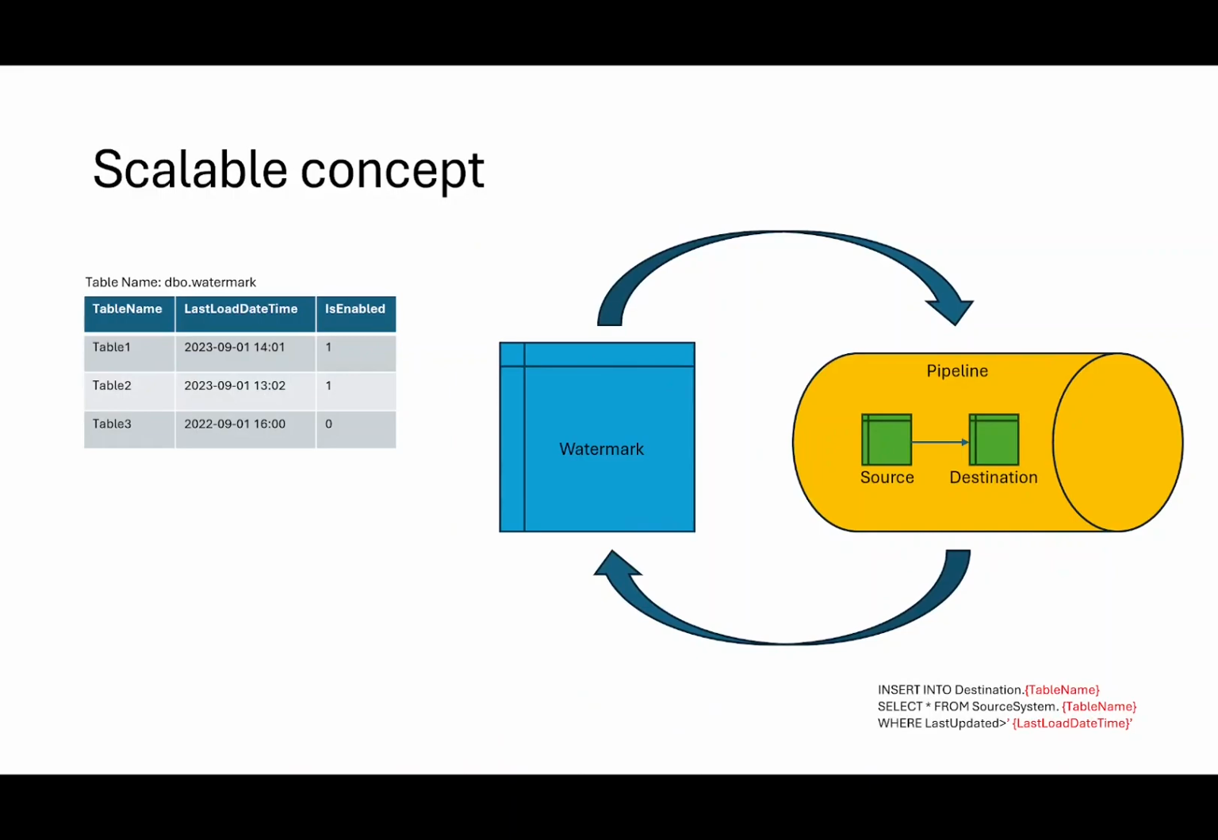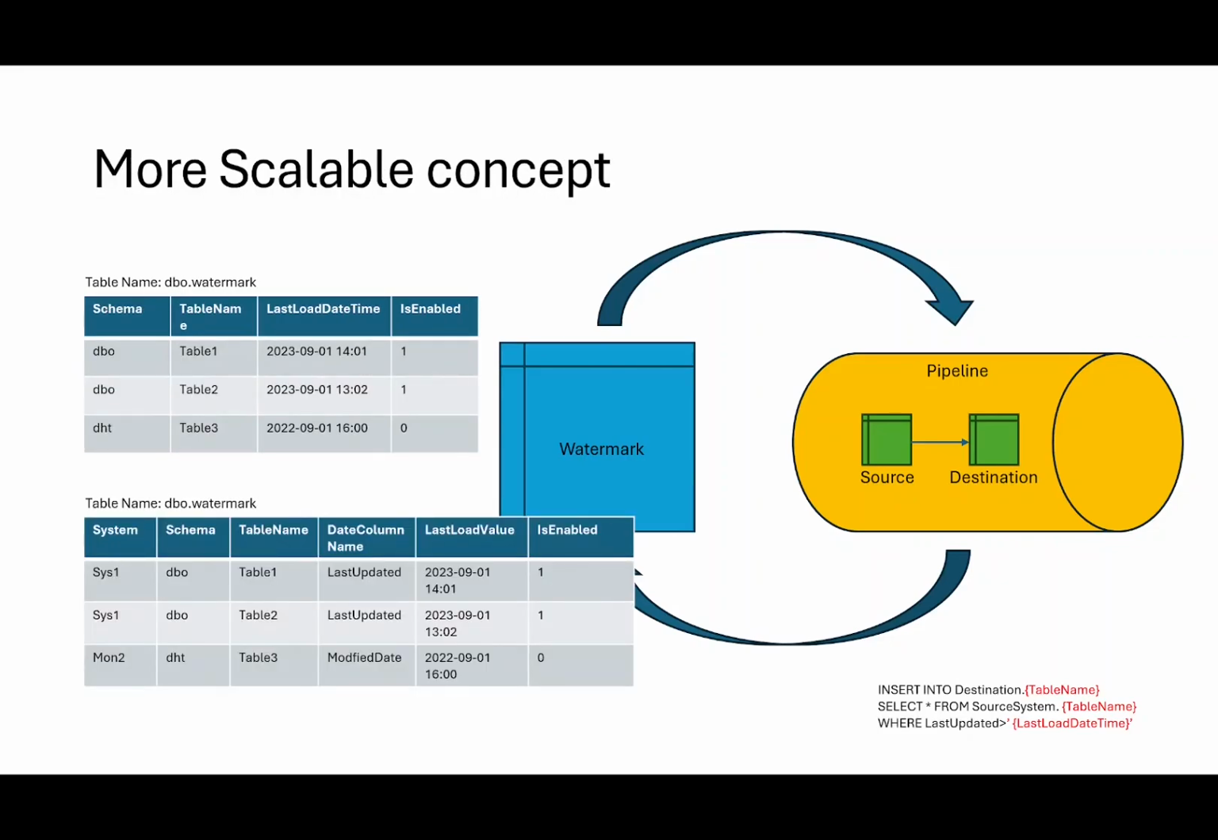This is scalable because we only need to make one generic pipeline that only swaps the parameters like table name and last load date time to determine which table to load from and how much. We can make this solution even more scalable by adding additional columns to our watermark table. By adding a column for schema name, we can make this solution more dynamic so we're not hard coding the schema. And so we can do with other columns like the date column, in case you are sourcing from different systems, then the last modified date or the modified date could be named differently.